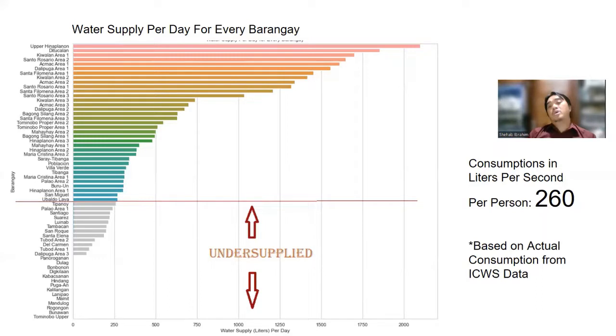Now, based on the actual consumption from the ICWS data, they have come up with the standard for water consumption of 260 liters per person. Below that value is what we call undersupplied or underserved. So these are the barangays that have values below 260, and we call these the undersupplied barangays.